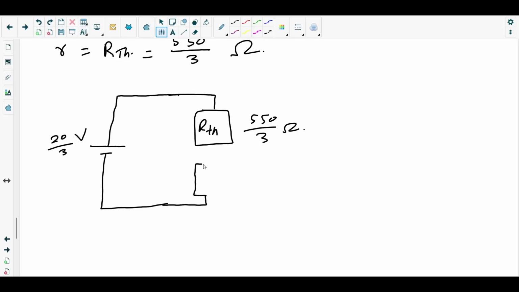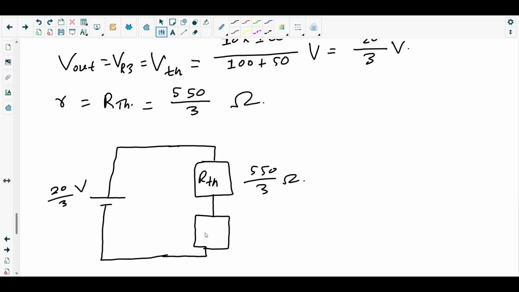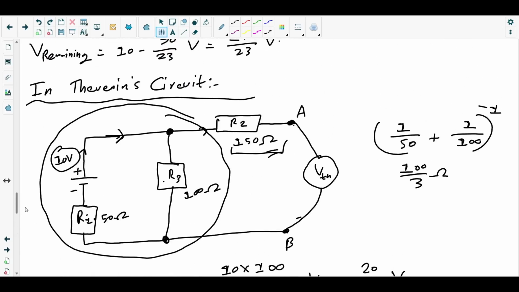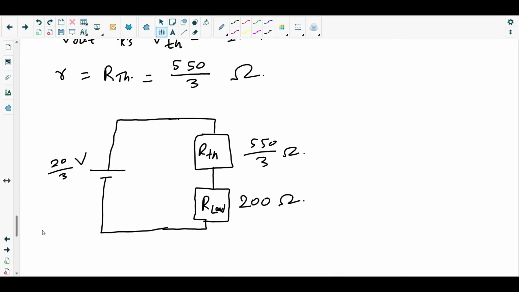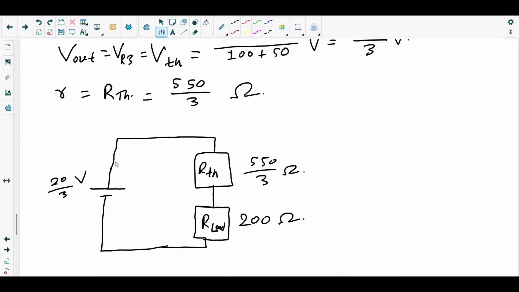Okay, the figure will not be so perfect, just for understanding. So this is R load. For our load, the resistance is 200 ohms, right? 200 ohms. Now look, can we find the current? How much is the current flowing through this circuit?